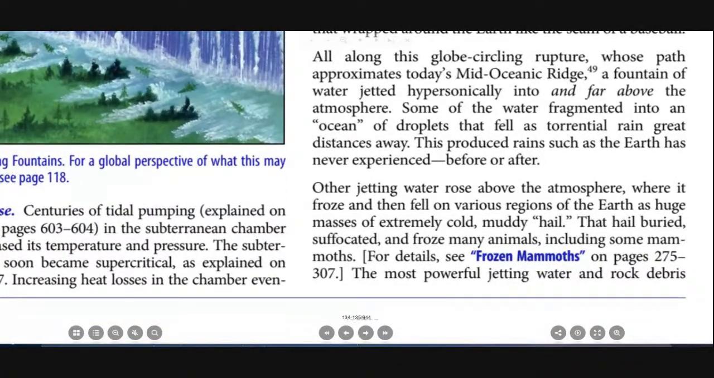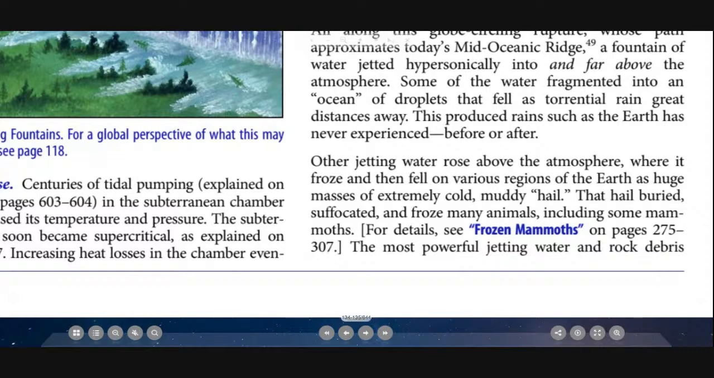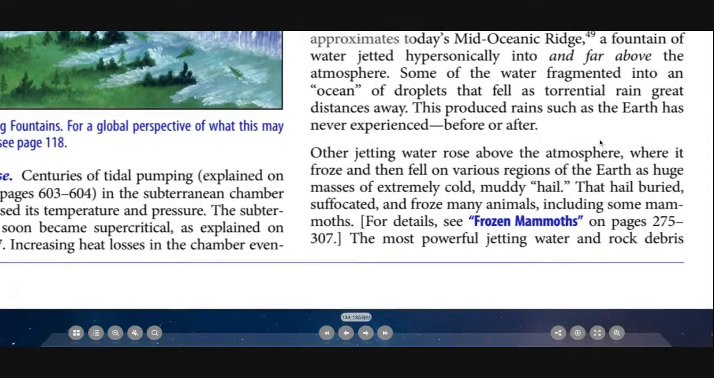All along this globe circling rupture, whose path approximates today's mid-oceanic ridge, a fountain of water jetted hypersonically into and far above the atmosphere. Some of the water fragmented into an ocean of droplets that fell as torrential rain great distances away. This produced rain such as the Earth has never experienced before or after.